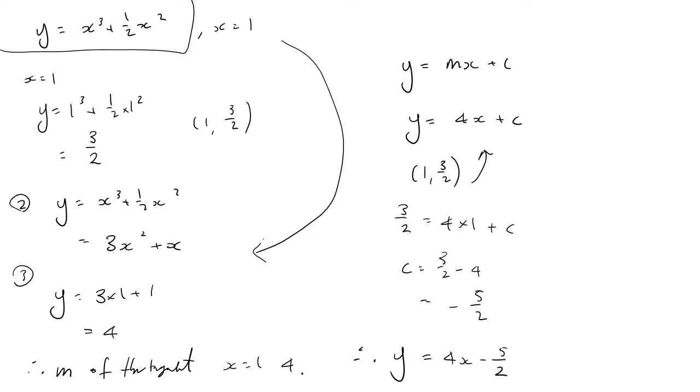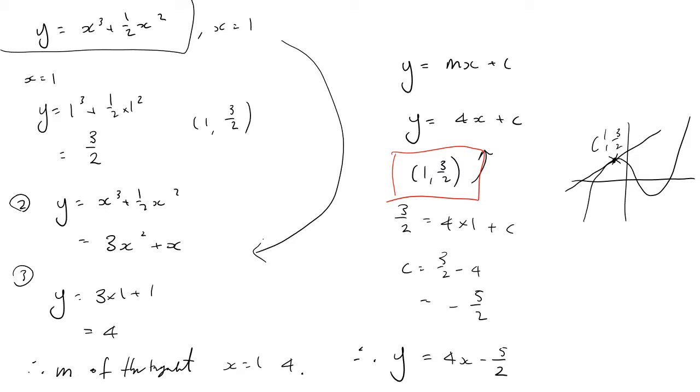Now, the reason we substitute (1, 3 on 2) is because, let's say the function looks like this, and our tangent is right there. And we said that this point was (1, 3 on 2). So we know that this point is a point on the tangent, which is why we can substitute it into the equation to find c.